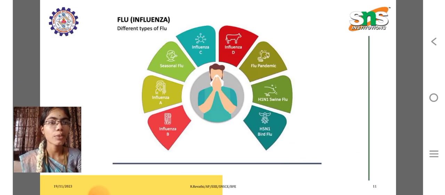Influenza, different types of flu: influenza B, influenza A, seasonal flu, influenza C, influenza D, flu pandemic, H1N1 swine flu, and H5N1 bird flu. These are the common types of flu which affect humans, birds, and animals all over the world.